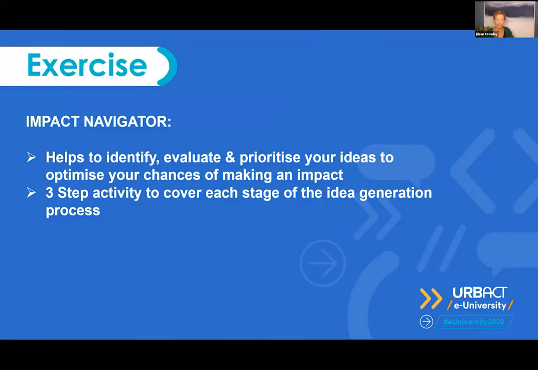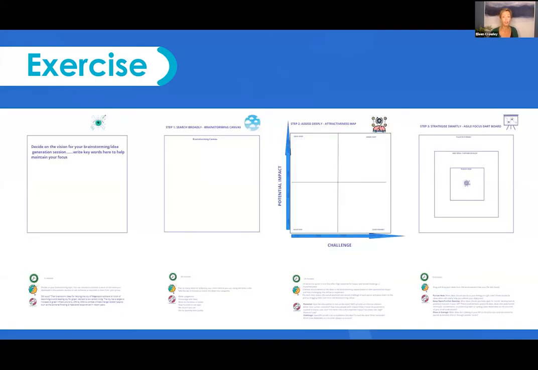So the activity today is called the Impact Navigator. And this helps you to identify, evaluate, and prioritize your ideas so that you can optimize your chances of making an impact. It's a 3-step activity and it covers each stage of the idea generation process. So when you go into Miro, you'll see this. You'll see 4 canvases and I'm going to go through each one now. Just so you know, under each canvas, you can find a set of instructions. So even if you miss something I say right now, you can read the instructions in the board once you get in there.